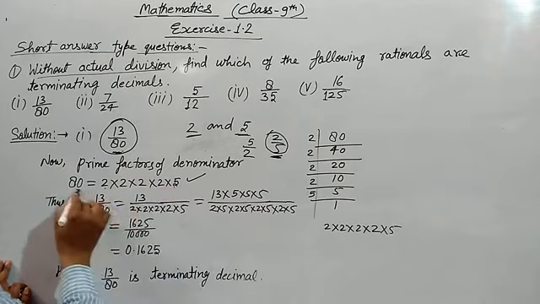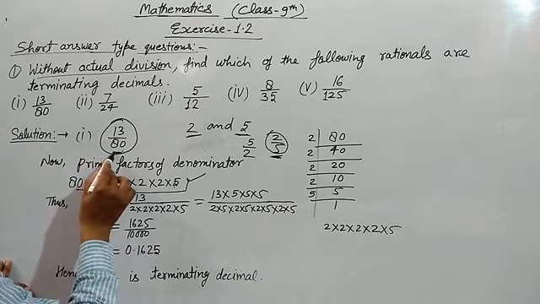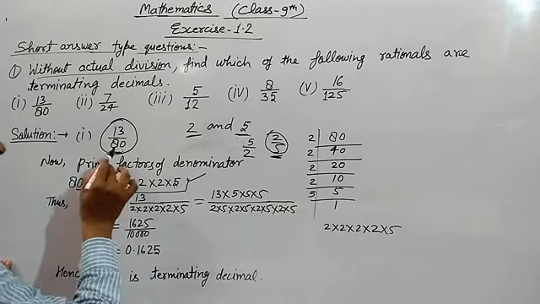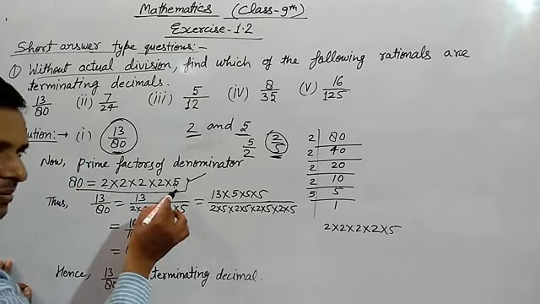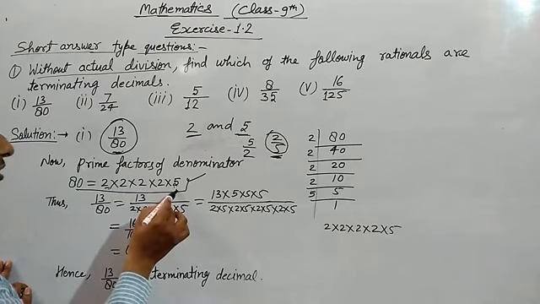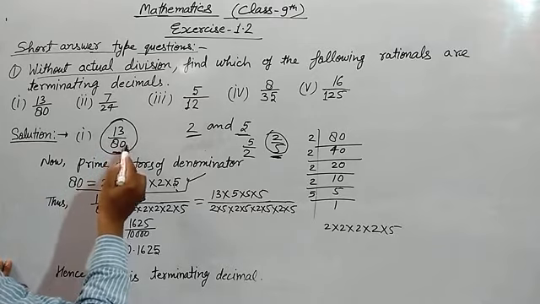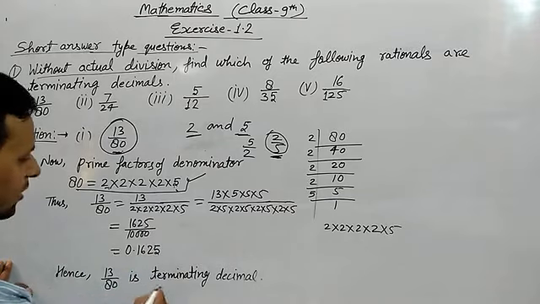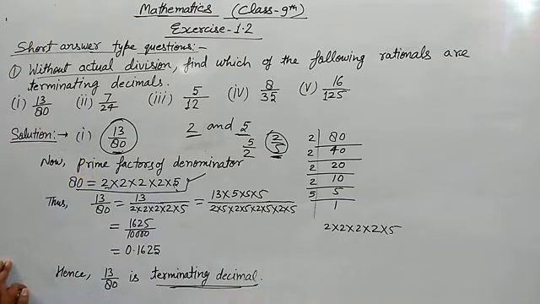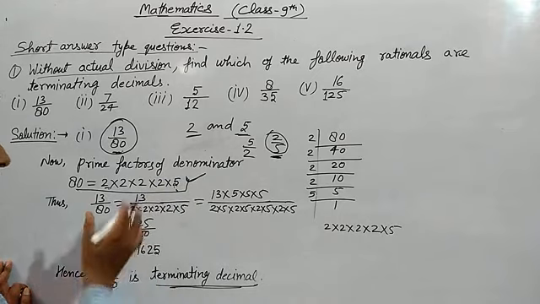We can say that the factors of the denominator are in the form of 2 and 5. So we can say that this fraction, 13 upon 80, is a terminating decimal. But how can we solve it to check? The question only asks for the answer, but how is it possible to verify?